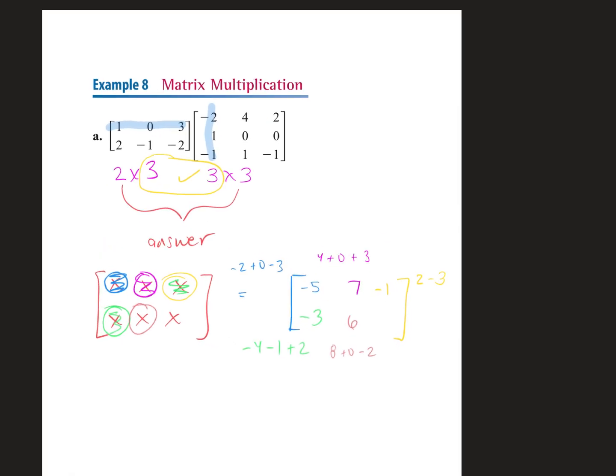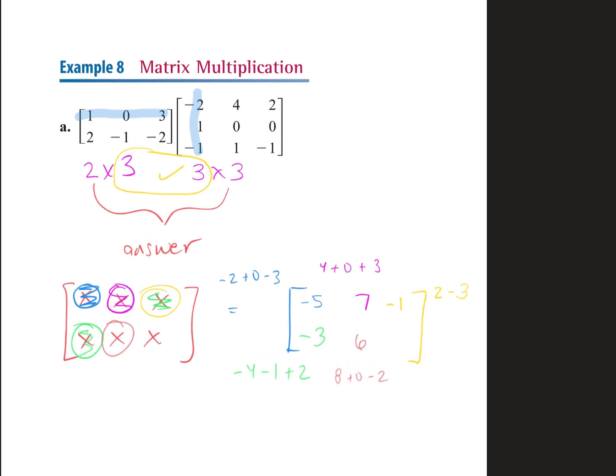We're in the last row, second row, third column. So 2 times 2 is 4. -1 and 0 is 0. And -2 and -1 is 2. So what's 4 plus 0 plus 2? 6. So here, ladies and gents, is your answer. And your little supporting work all around it.